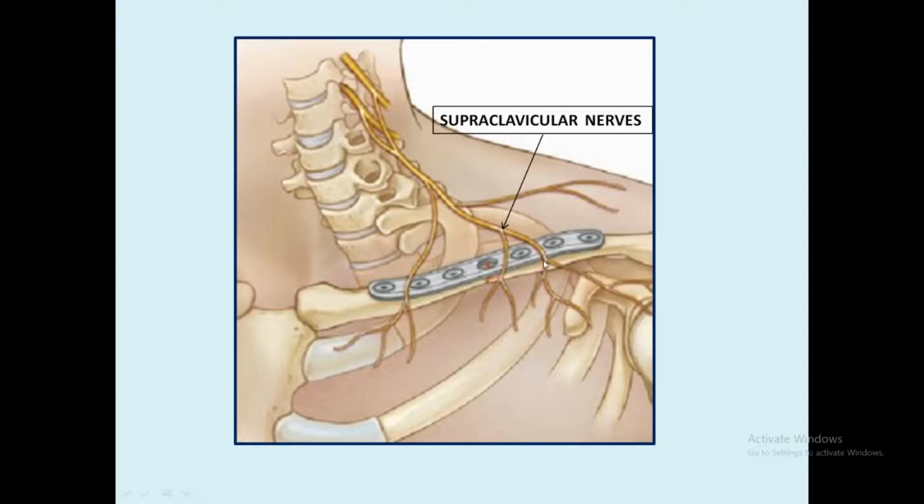And here are the supraclavicular nerves. The supraclavicular nerves lie in close proximity to the clavicle bone and are occasionally pierced. That is, these supraclavicular nerves are sacrificed during the surgical repair. This results in a numb patch over the upper chest and the shoulder.